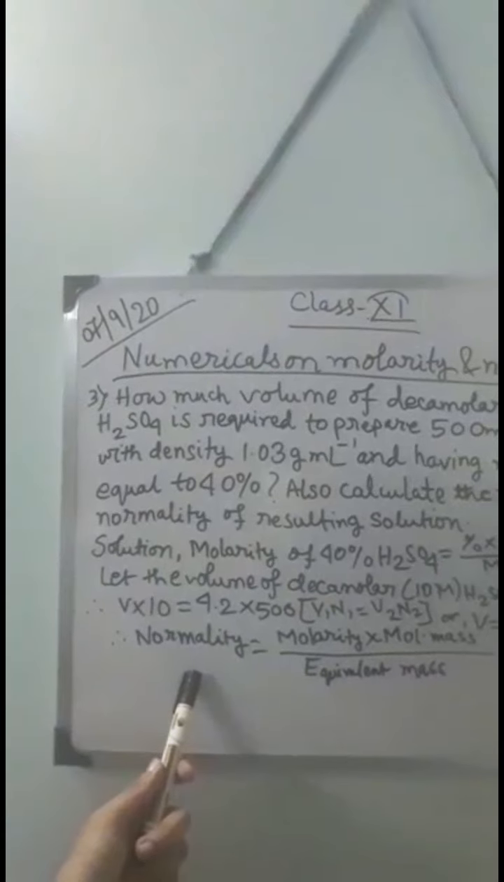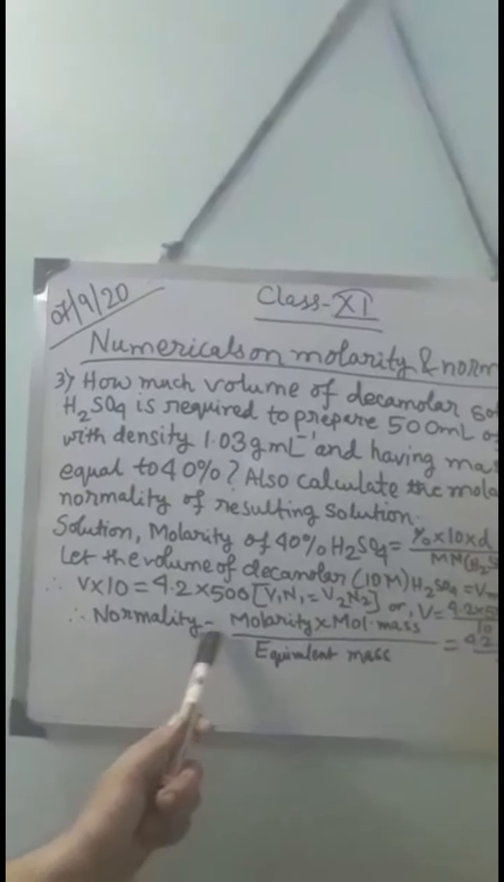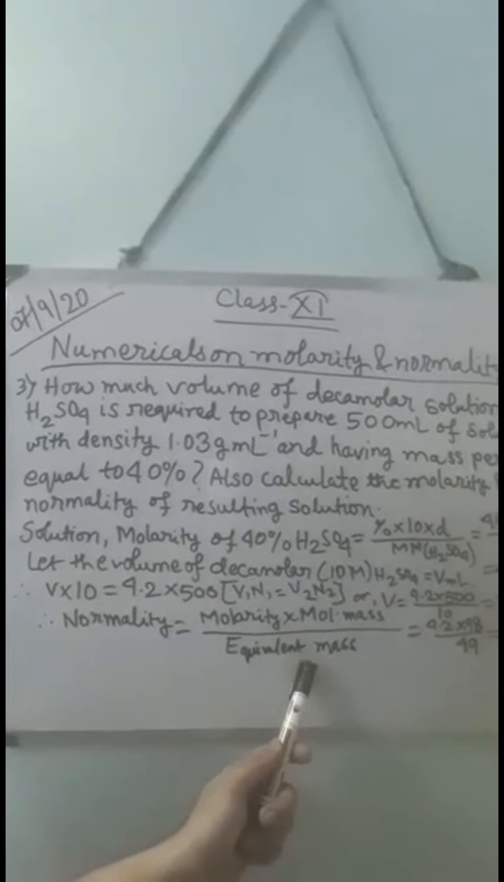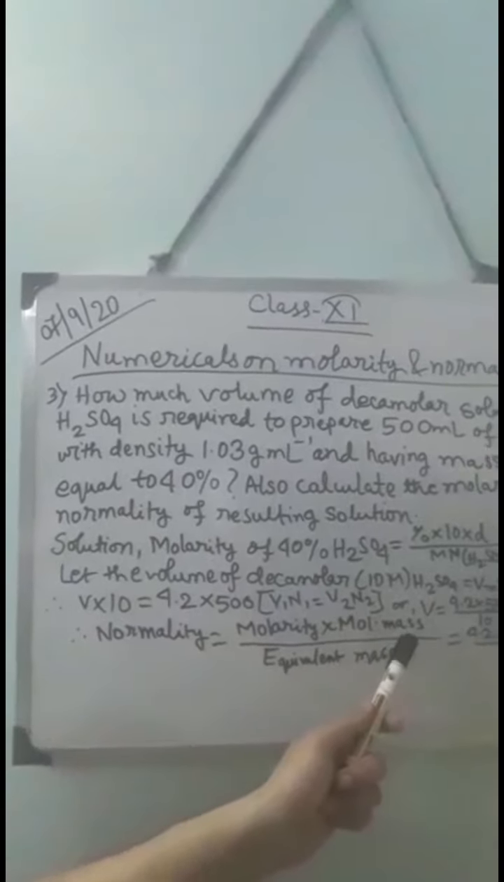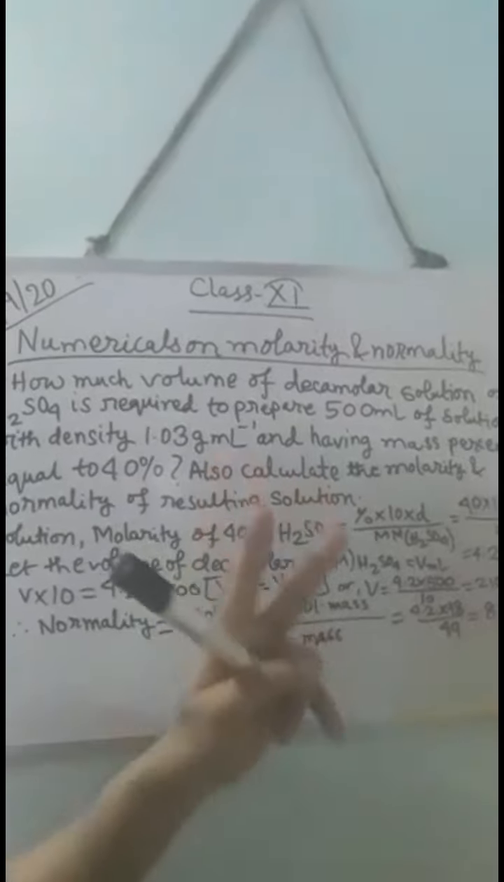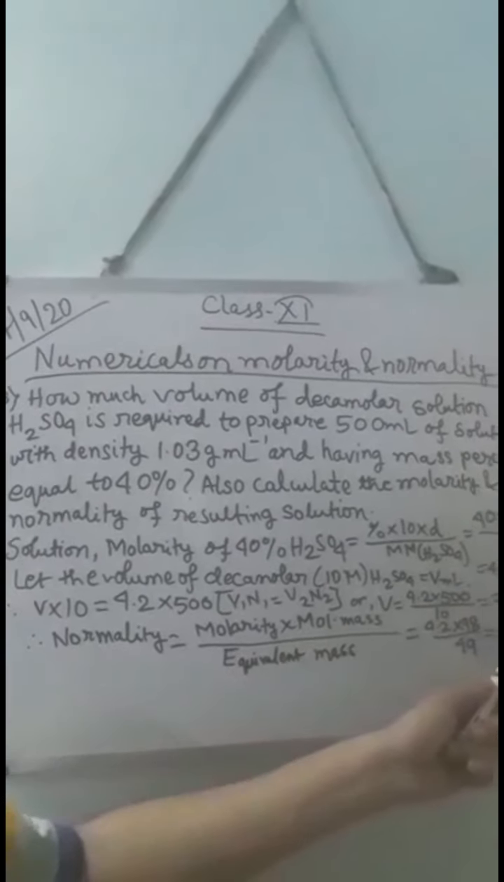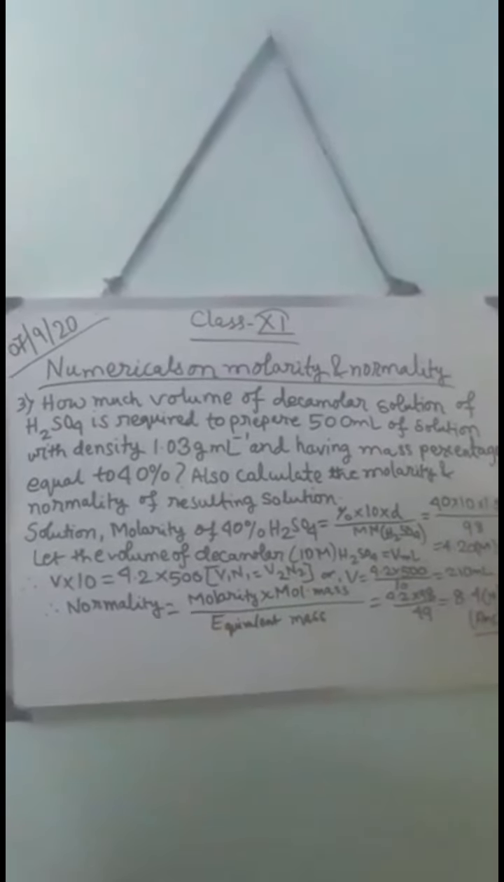Now normality; this was all about molarity. Then I found the volume, which is important for calculating normality. Next comes normality: normality equals molarity into molecular mass by equivalent mass. This is another formula. That means equivalent mass into normality must equal molecular mass into molarity. Remember that. So based on normality, I have discussed 4 equations, 2 we discussed before and 2 here. These formulas you need to learn. That means 4.2 into 98 by 49, that is 8.4 normal as the answer. So this is how you solve this numerical.